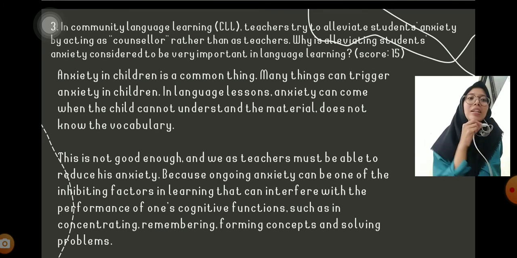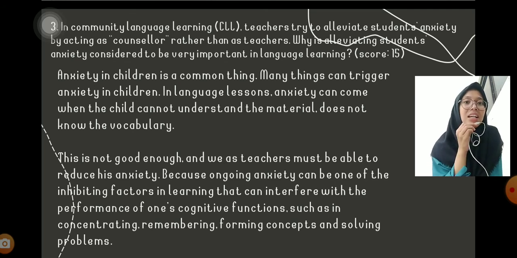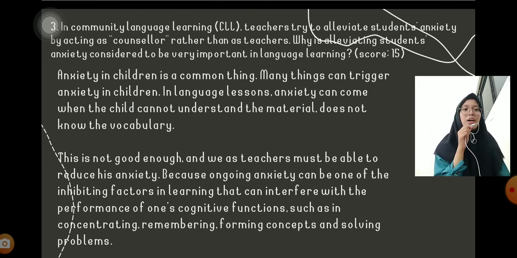And then next, my answer is anxiety in children is a common thing. Many things can trigger anxiety in children. In a language lesson, anxiety can come when the child cannot understand the material or does not know the vocabulary. Maybe in the class you don't understand what your teacher says or what the main point of the material is. You can feel stressed.